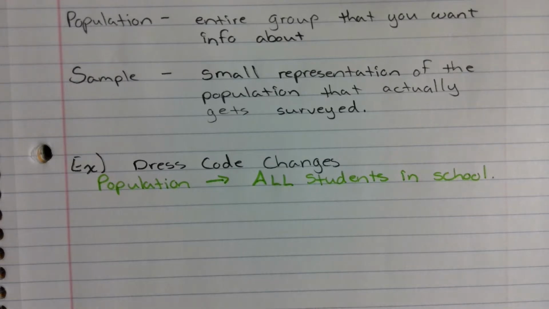Now, a sample is just going to be a small representation of the students. But again, I want it to be a fair representation. So maybe I might pick math students in first academics. Okay?